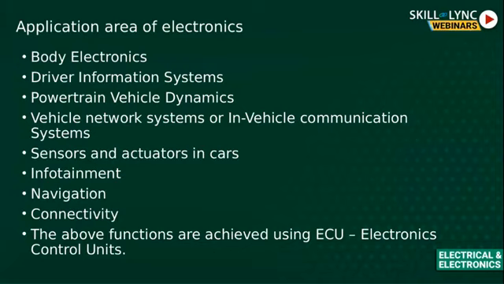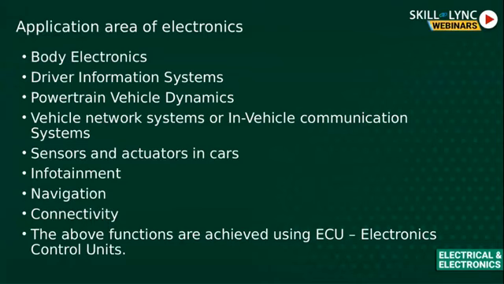Before we proceed further, I want to share one more point. In the slides, you'll see only a few points. I'll be explaining each point when I'm taking the session. You'll not find every word in the slide, just the hints. So we'll move on. The other application areas of electronics include driver information system, powertrain vehicle dynamics, vehicle network systems or in-vehicle communication system, sensors and actuators in car, infotainment system, navigation and connection system, connectivity system.